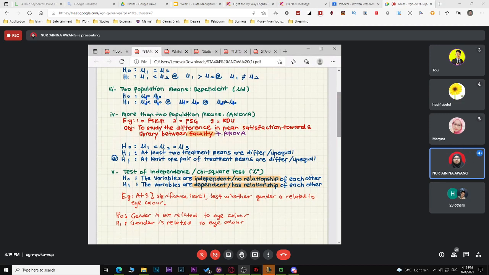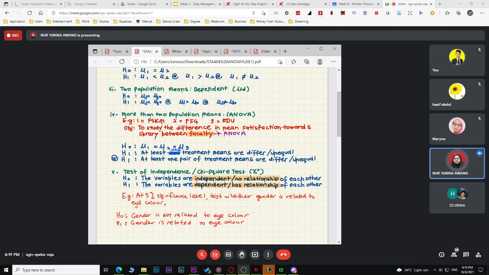So this part you correct later. Here you say at least one treatment mean differs, or at least one pair of treatment means differ.